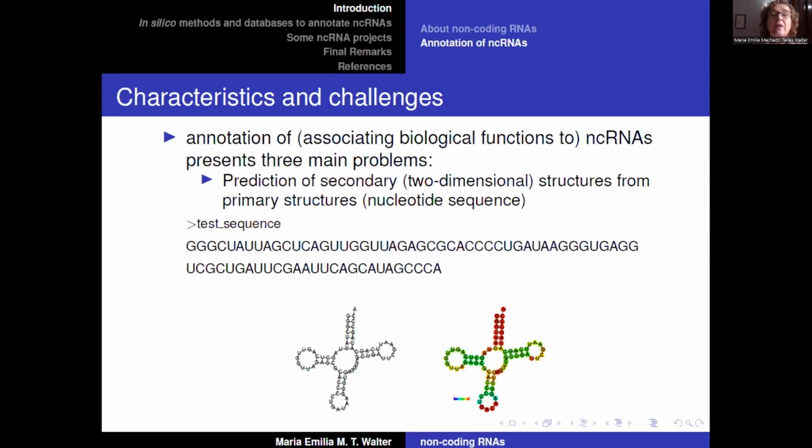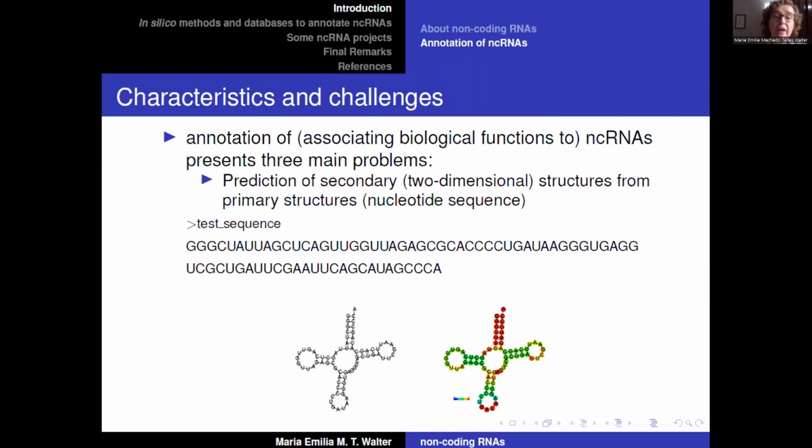We have some characteristics and challenges in annotating non-coding RNAs. I will discuss three of them. The first one is to predict secondary structures from primary structures. You can see in the figure that we have the test sequence, the sequence of nucleotides, and from this we want to infer the secondary structure, or a two-dimensional shape, of these molecules.